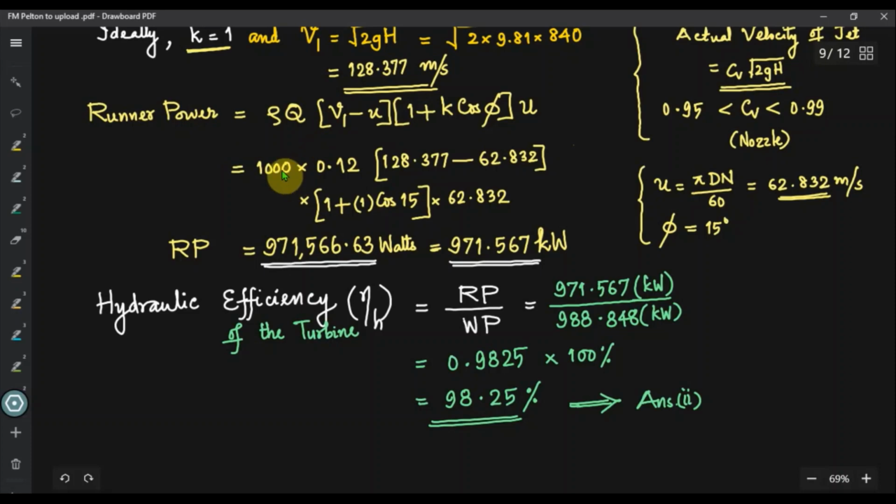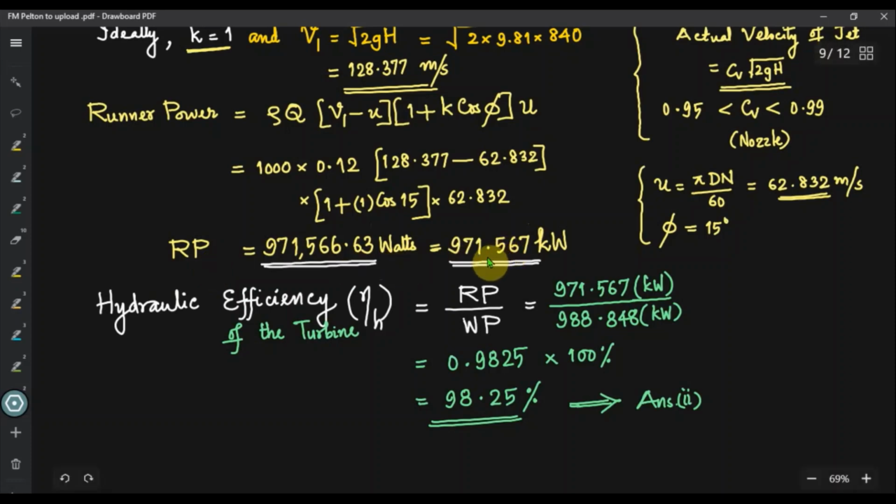So rho Q is 1000 into 0.12, V1 minus U is 128.377 minus 62.832, then 1 plus K cos phi, that is 1 plus K equal to 1, then cos 15, where the side clearance angle or vane angle at outlet phi is 15 here, then into U, that is 62.832. When you simplify, you will get 9,71,566.63 watts. That is the runner power or work done per second by water on the runner. That is the theoretical value of the work done per second.